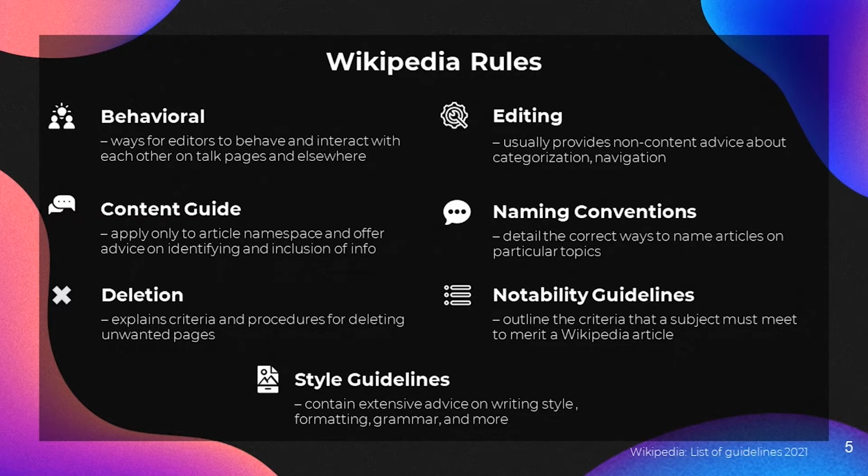The deletion guide explains the criteria and procedures for deleting unwanted pages. An example for that criteria is an article with no sources of information. The style guidelines contain extensive advice on writing and correspond to the first 2 pillars, as encyclopedia entries are written in a style different from news or academic articles, and the neutral point of view is achieved both by style and sources. Finally, we have notability guidelines which outline the criteria that the subject must meet to merit Wikipedia articles, as it's not possible for any encyclopedia to provide entries about everything known in the world.